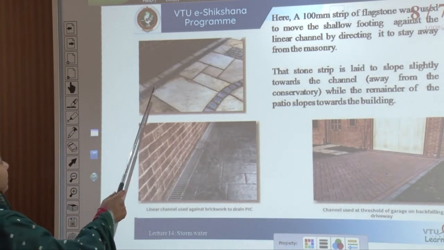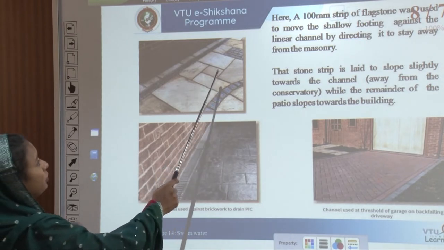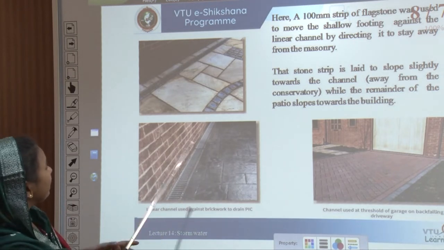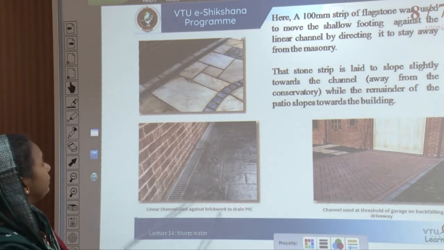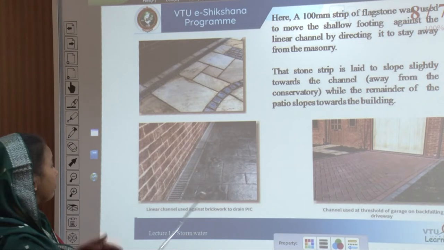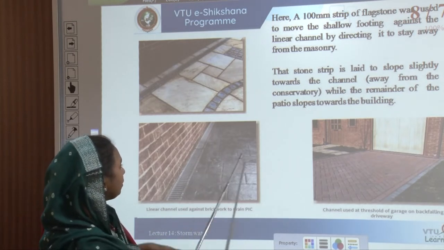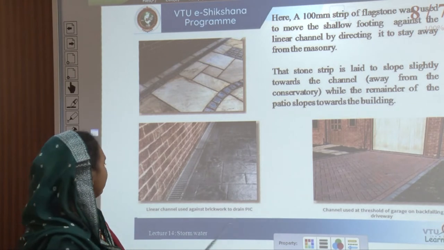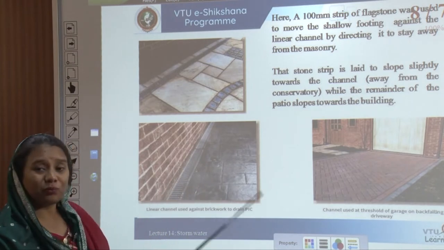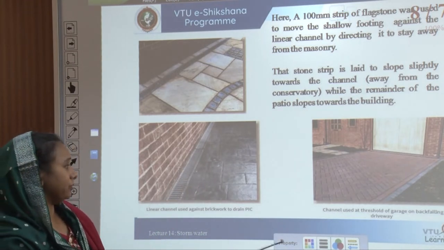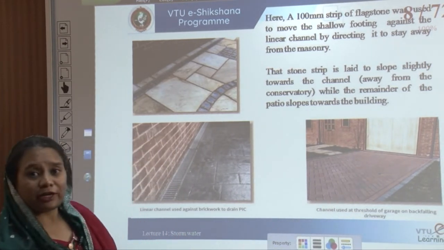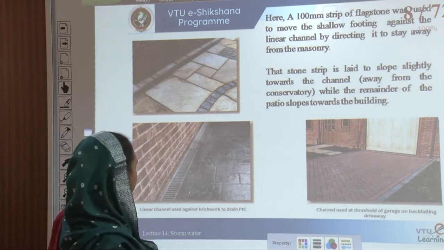Here, if you notice, there is a 100 millimeter strip of flagstone used to move the shallow footing against the linear channel. It is directed to stay away from any masonry wall. This stone strip is laid in a slope away from the channel, away from the conservatory, while the remainder of the patio slopes towards the building. This is done so that any water to be drained gets drained before it touches the building surface. And this channel which you see at the threshold of the garage is to backfall any water that would come into the driveway.